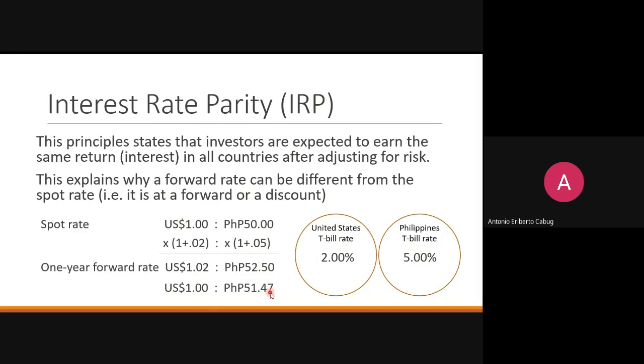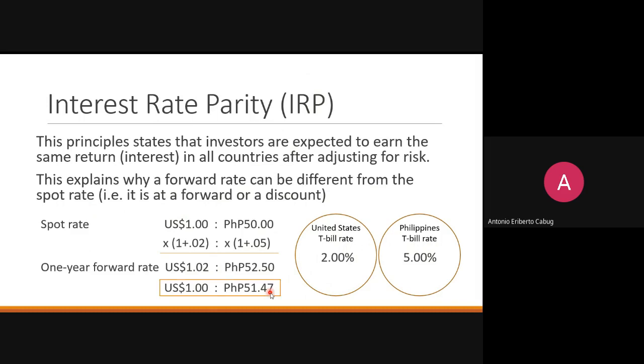No? According to IRP, arbitrage will happen. Just like in PPP. People will buy where it is cheaper and will sell where it is pricier. Until such time, supply and demand will make the price equal. Ganito rin dito. The interest rate will become equivalent.